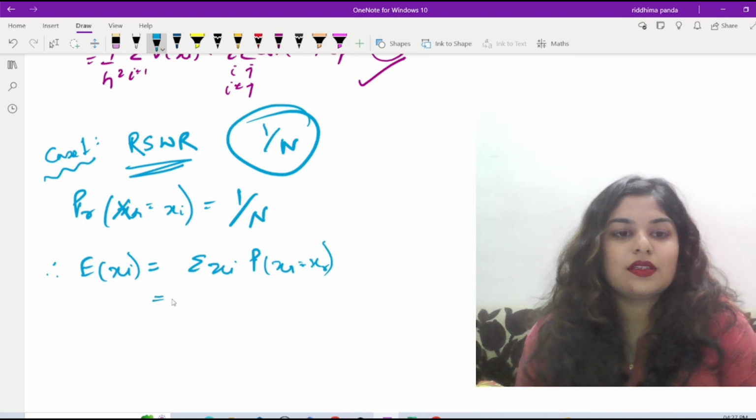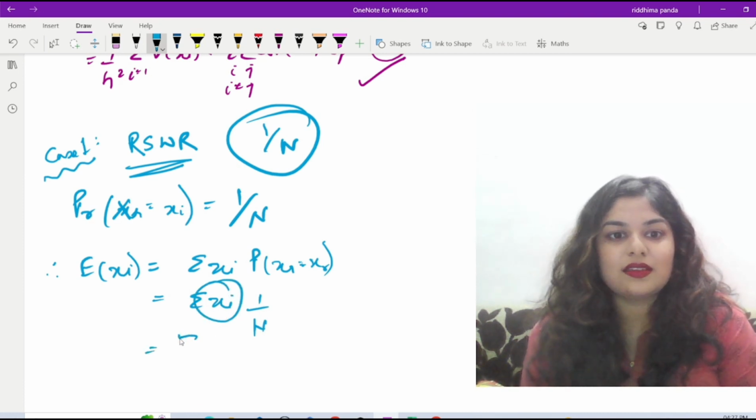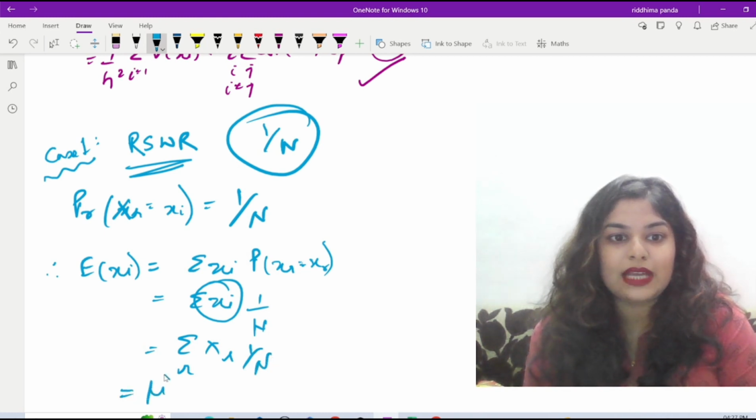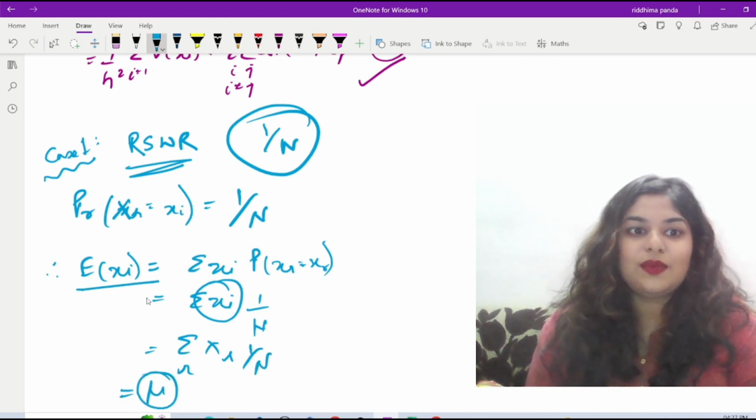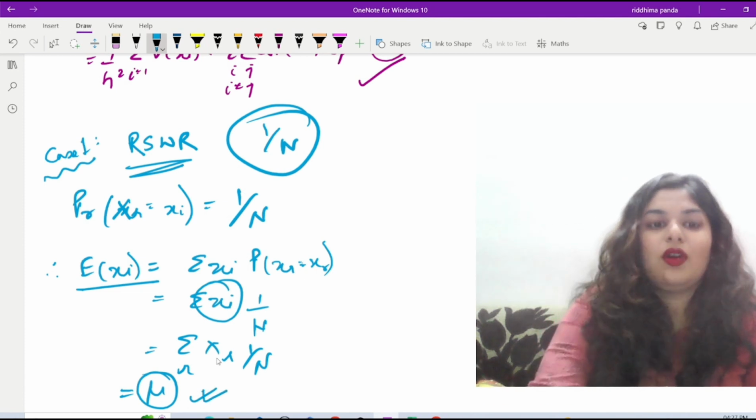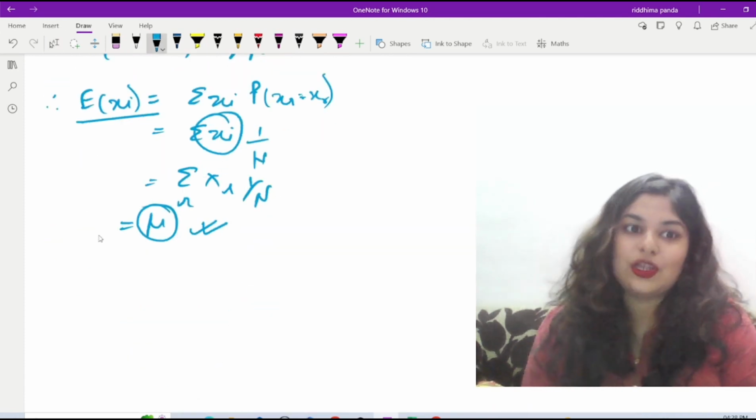So what happens here is summation xi into 1 by n. Now this I am actually drawing from the population, so I can say this is summation over r of capital XR into 1 by n, and this is nothing but mu, that is our population mean. So that means E(xi) is equal to the population mean.